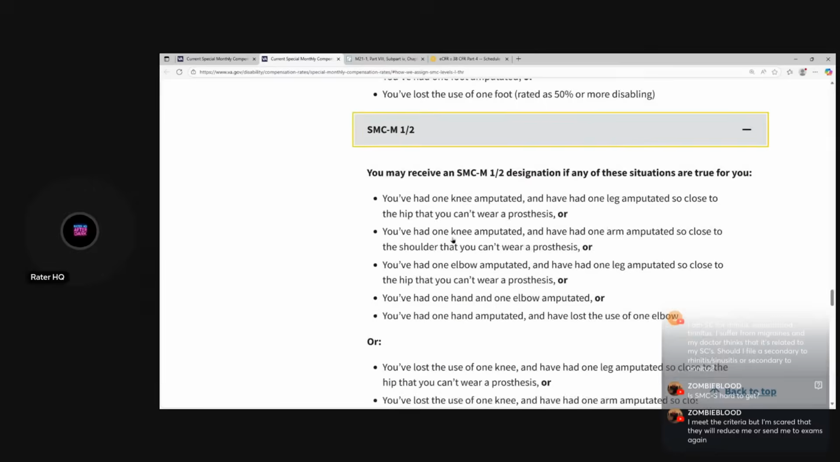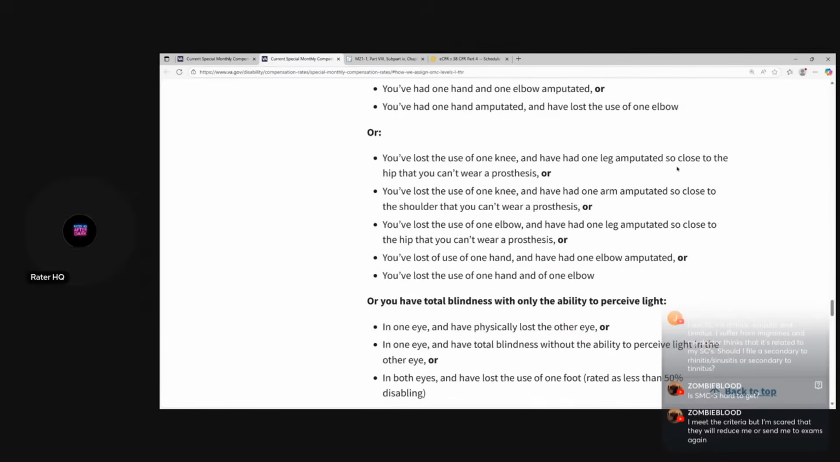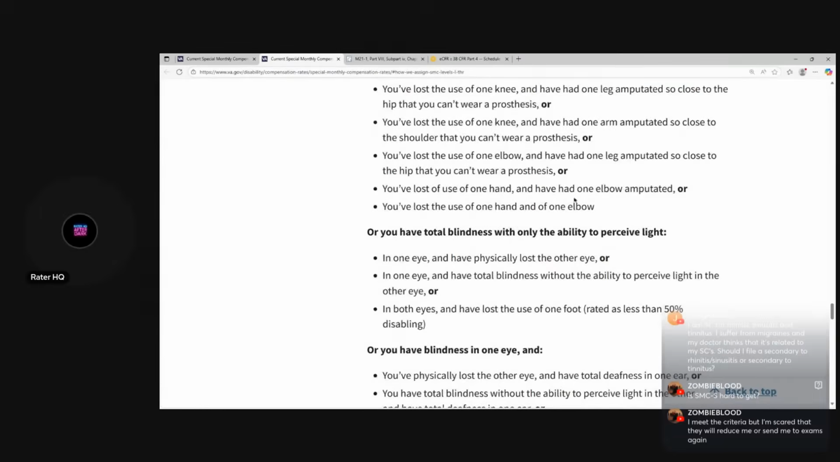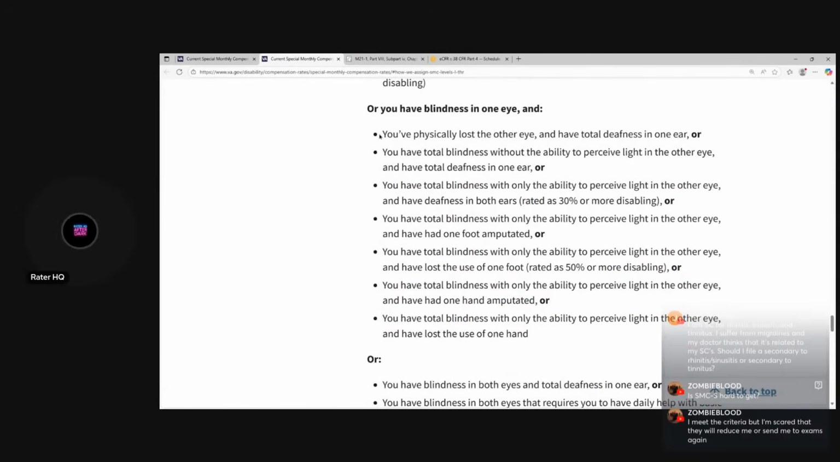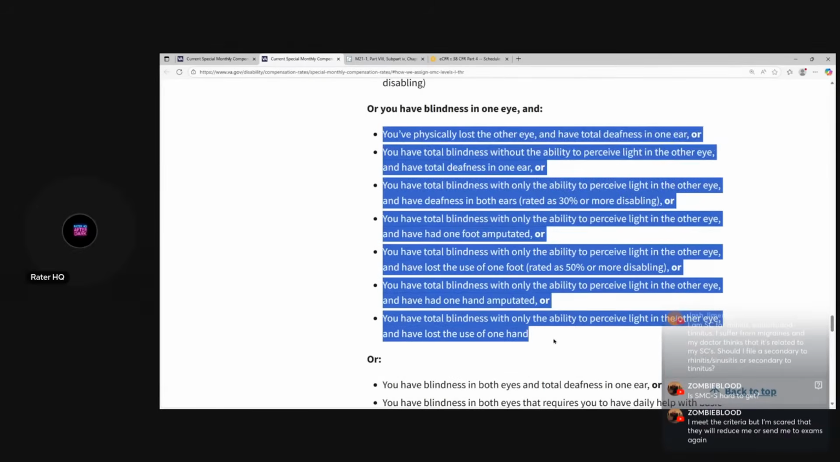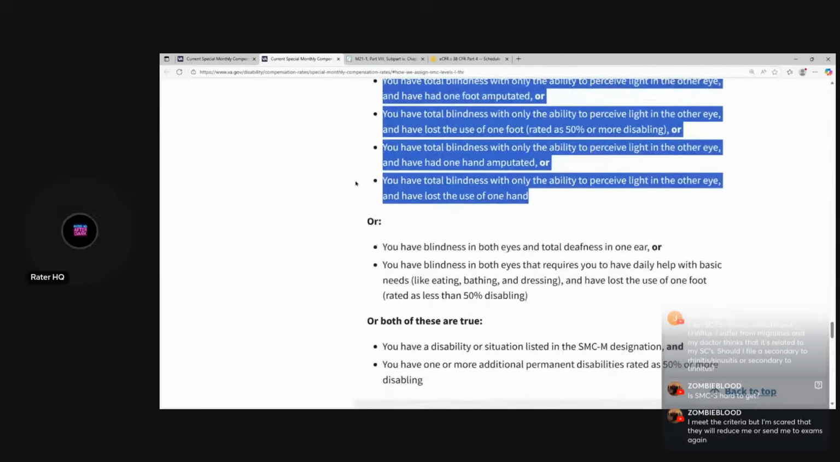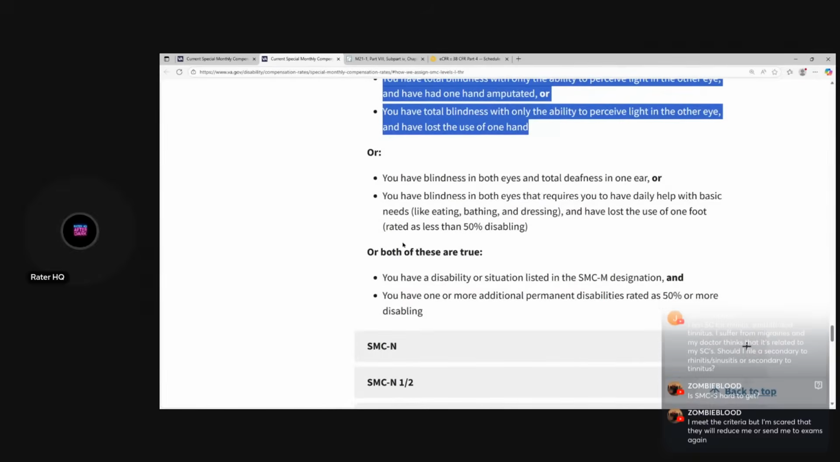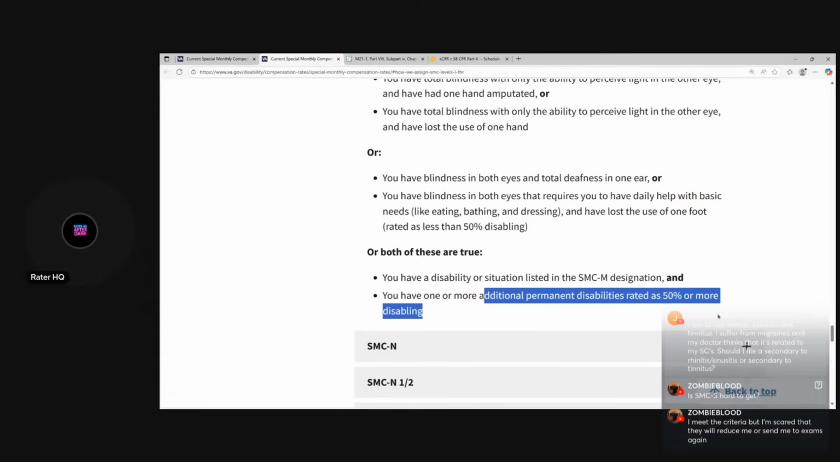And then we go to M and a half, and it's more of the same. Just horrible life situations due to the military. We physically lost. We got blindness. Blindness starts to take over as one of the main factors associated with why people have higher than M. Blindness, blindness, blindness. And then this, obviously true: you have to have something on the M scale and then something 50% or more disabling.